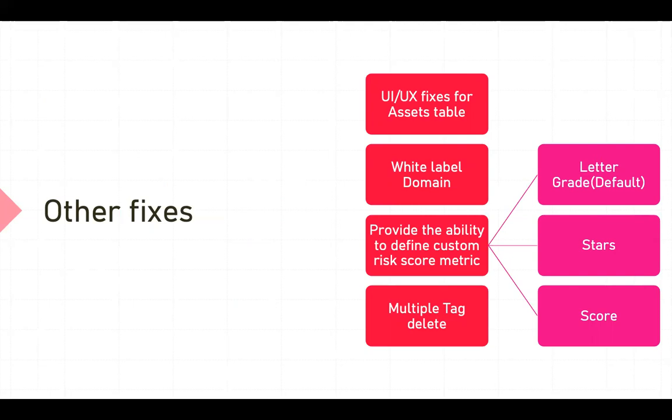And one of the discussions that came up last week, which I think Dennis brought out and a lot of you had, is the ability to define a custom risk score metric. Today we provide letter grades, but a few of you felt that we should have different kinds of grades, like a score or stars. So we will provide this as multiple options, and you can choose what you want to see. By default, we'll continue with the current letter grade, but you can choose what type of visualization you want.